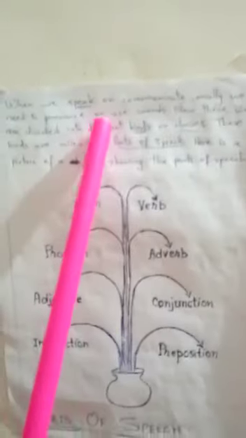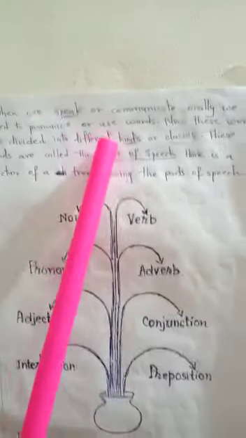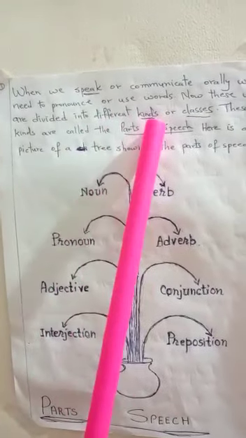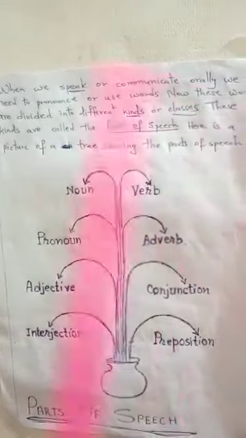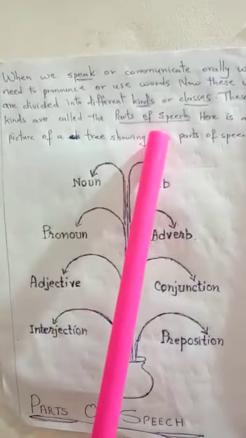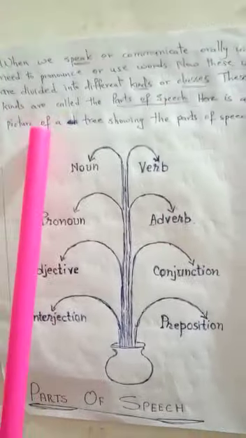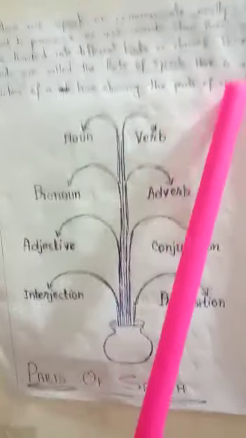Today I am going to teach you something of the basics of grammar skills. When we speak or communicate orally, we need to pronounce or use words. Now, these words are divided into different kinds or classes. These kinds are called the parts of speech. Here is a picture of a tree showing the parts of speech.